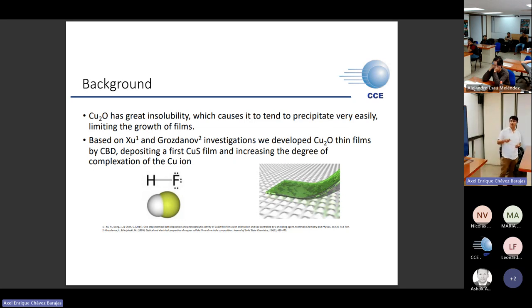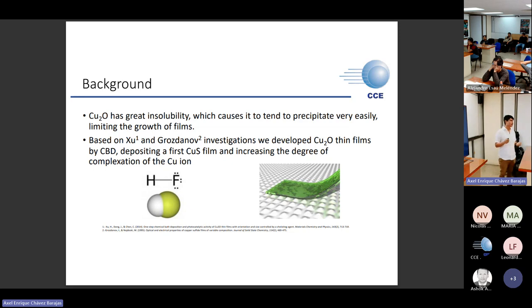In the case of Grozanov, a Hungarian researcher, he proposed the use of a seed film. In this case, he used copper sulfide, around 10 to 20 nanometers of this material, to promote the adherence of the second layer. I took that part from Grozanov. However, in the case of Grozanov, he obtained very thin films of around 100 to 200 nanometers.